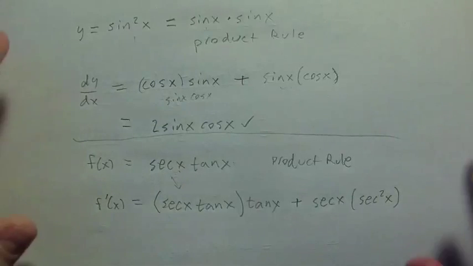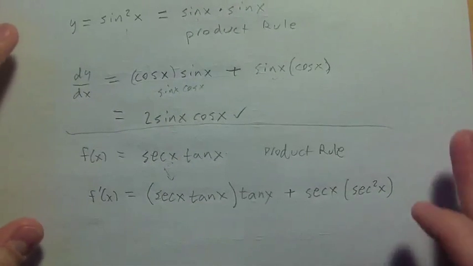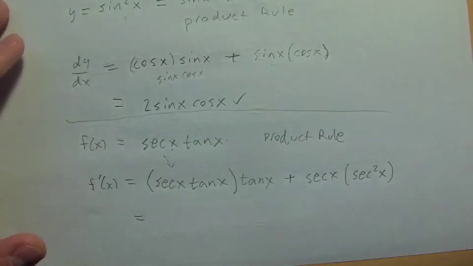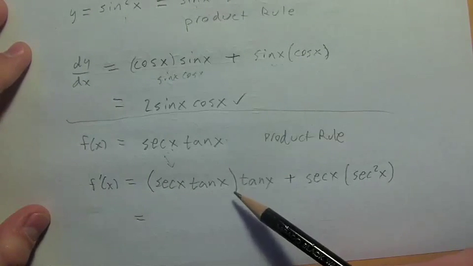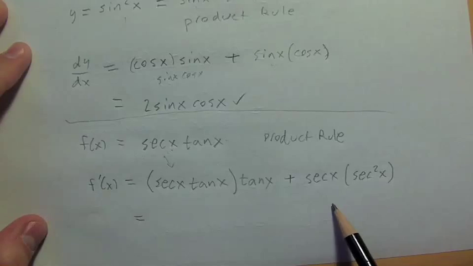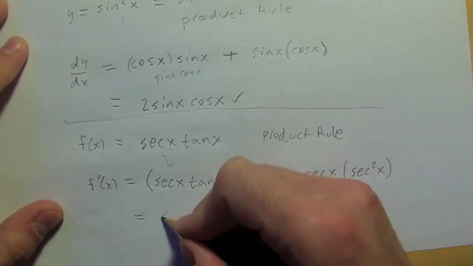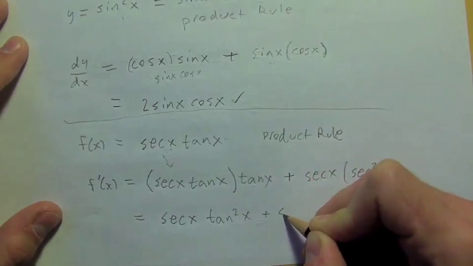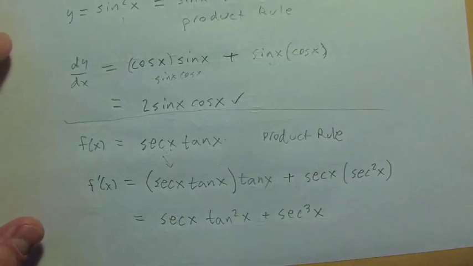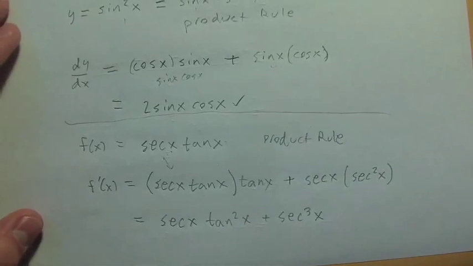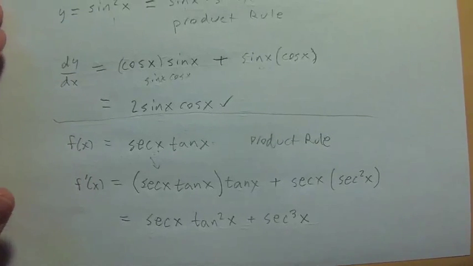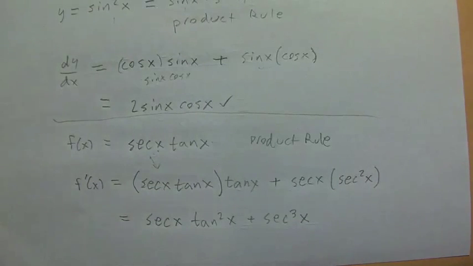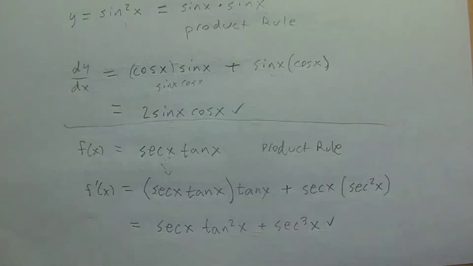And there we go. Now we have this function here that we can actually simplify. There are a lot of ways you could simplify this. You could say this is secant tangent squared x plus secant cubed x. That's one way to do it. So secant x tangent squared x plus secant cubed x, and that's good enough. You could also factor out a secant, but I don't know if that makes it much easier. You could say secant x all times tangent squared x plus secant squared x. And there's that one done.